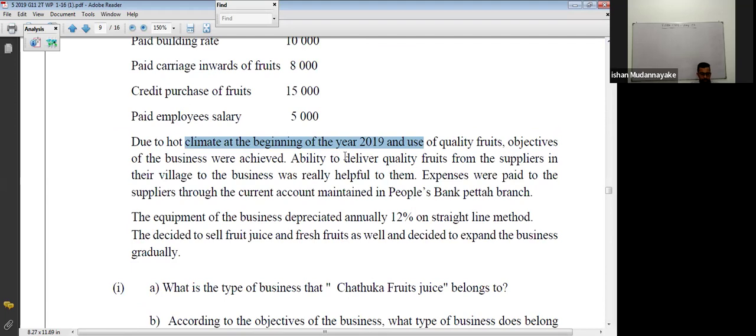Another one. Ability to deliver quality fruits from suppliers in their village to the business. Another opportunity. Ability to deliver quality fruits from suppliers in their village to the business organization. Another opportunity.